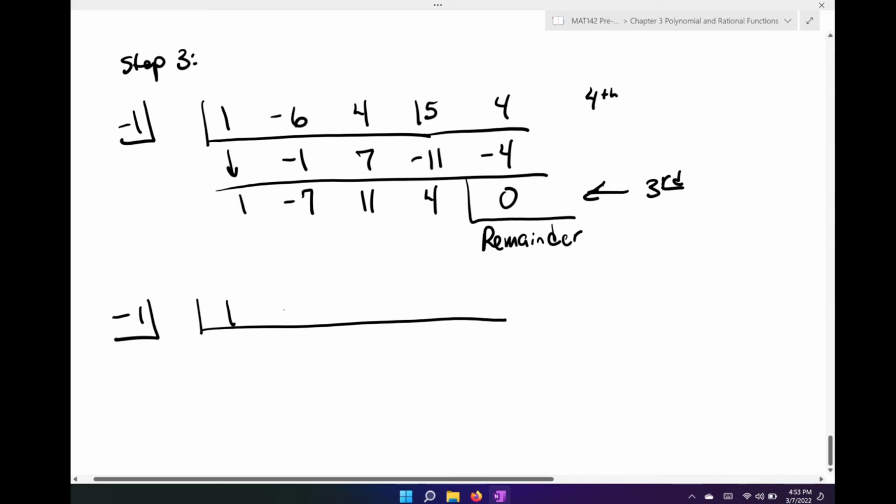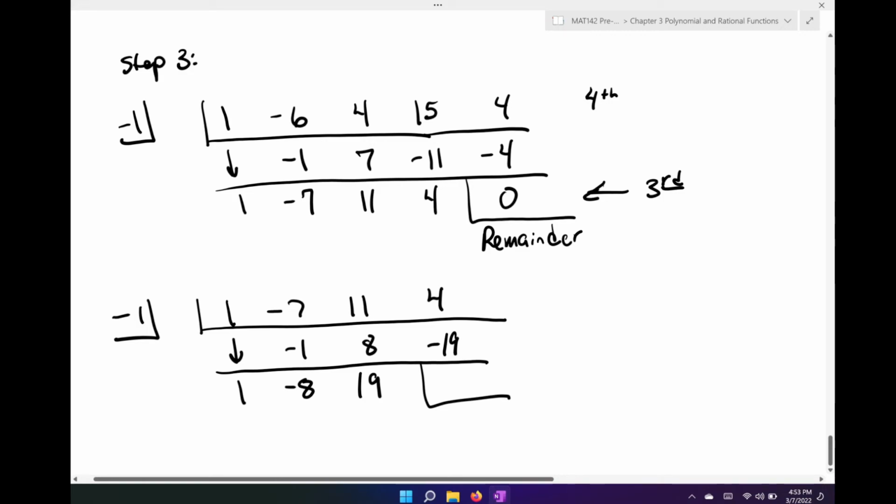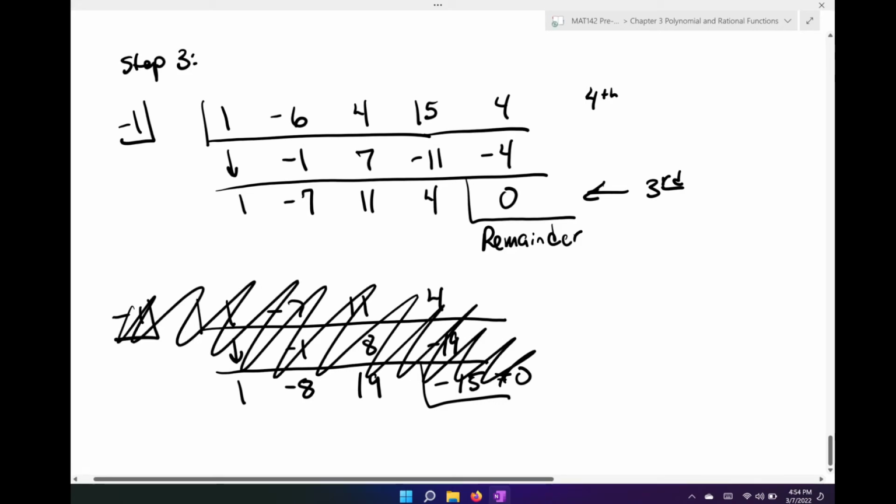So I choose 1, -7, 11, and 4. That's our third degree polynomial after 1 successful synthetic division. Now, I can't write a 0 in that little box because I don't know if this has a multiplicity or not. I'm hoping it does, but maybe it doesn't. -1 times 1 is -1. Here you're going to get -8. -1 times -8 is +8. And you get -15. I know my math is correct. I know -15 is not 0. So -1 does not have a multiplicity there.